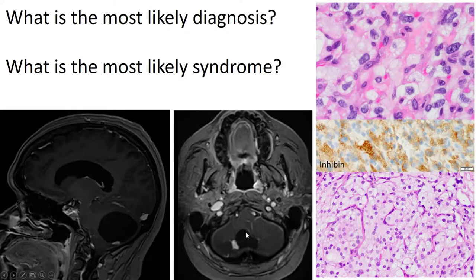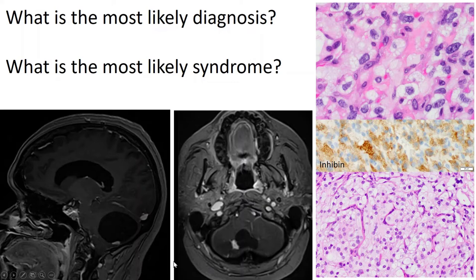Okay, let's get started. All right, so our next mystery case is this guy here. And the question is, what is the most likely diagnosis? And then what is the most likely syndrome? So let's take stock of what we have here. This is a sagittal view and this is an axial view, both post T1 contrast. And what do we see here? We see a cyst in the posterior fossa, and that cyst has an enhancing nodule on the wall side. This is a mural nodule, right?